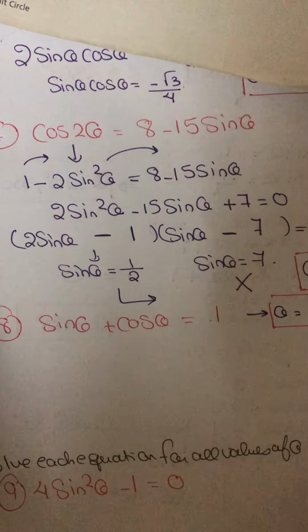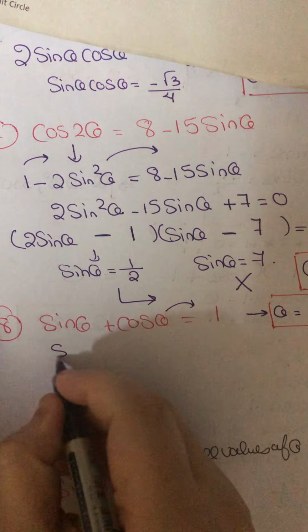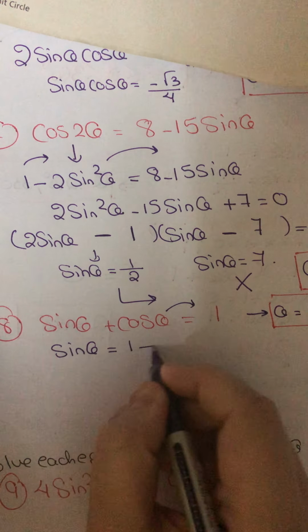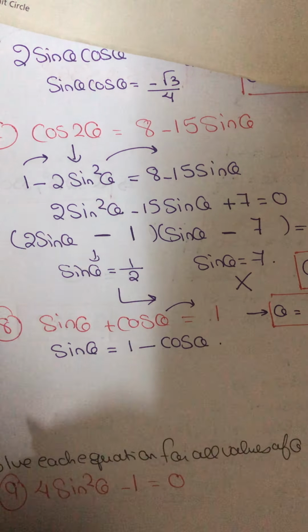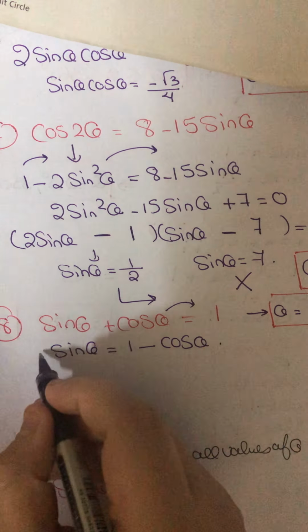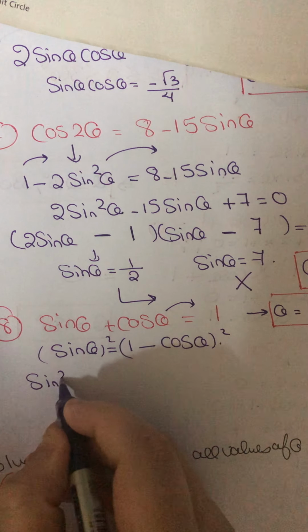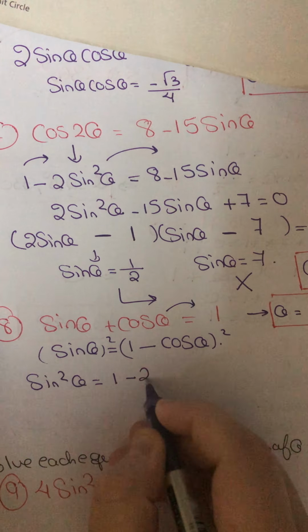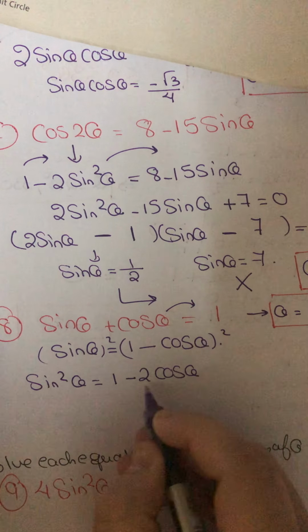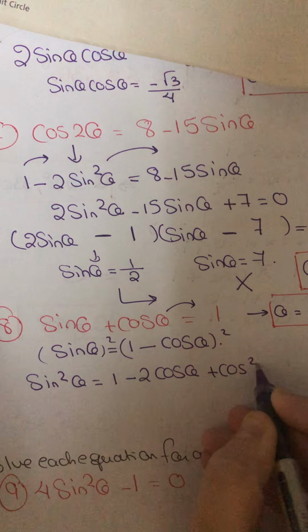If I send cosine to the other side, I get sine theta equals 1 minus cosine theta. If I square both sides, okay, I'm gonna get sine squared theta equals 1 minus 2 cosine theta, remember 2ab, plus cosine squared theta.